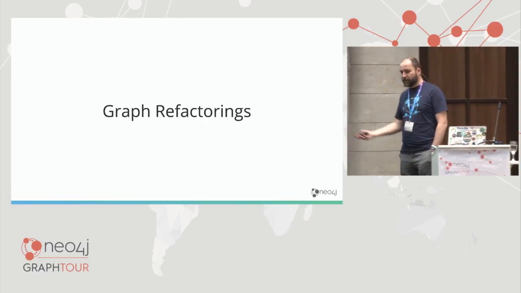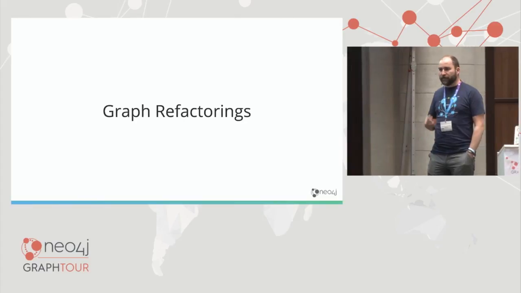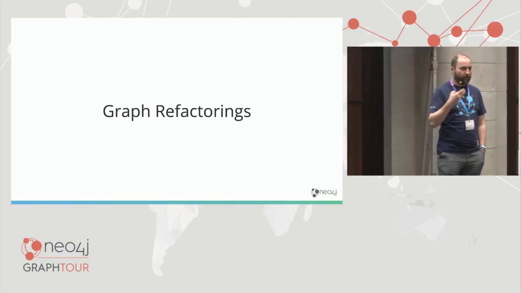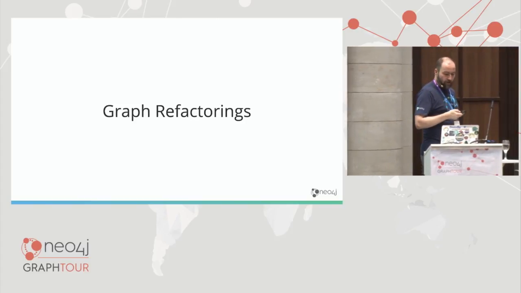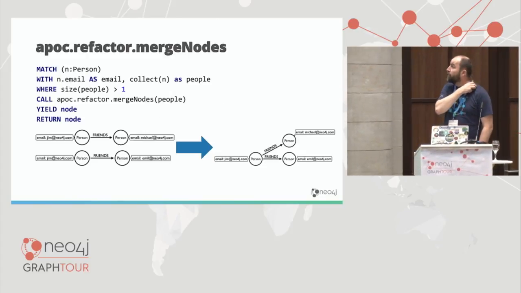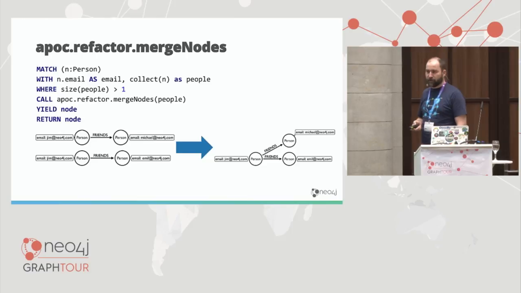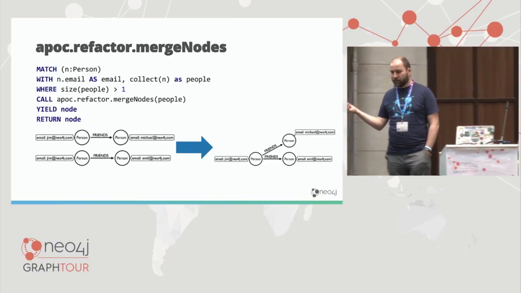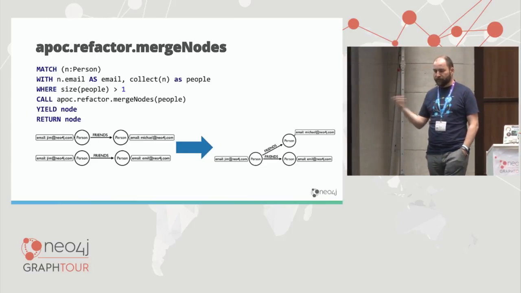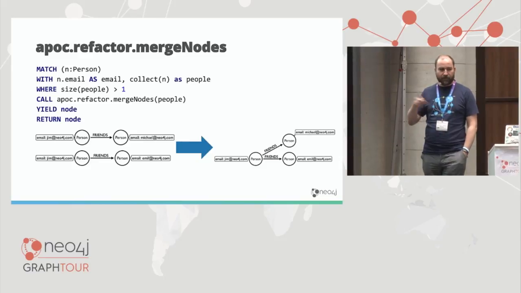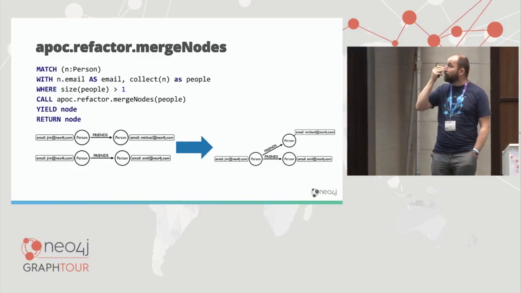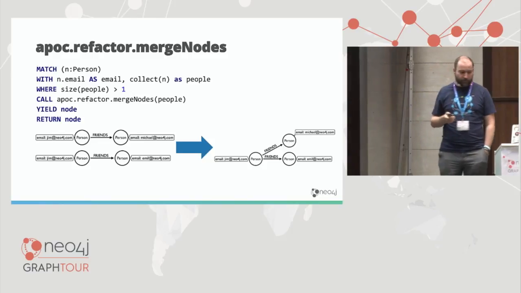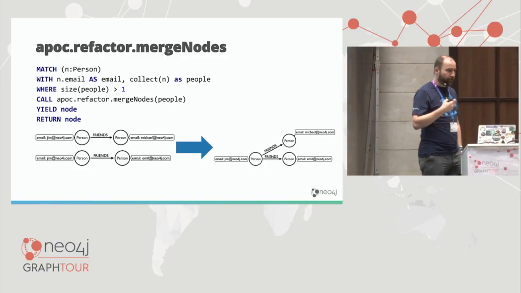Of course, graphs are not static, so we want to change and adapt our graphs to new requirements and new learnings that we have, so we can also refactor our graphs. We have procedures for that. One procedure is merge nodes, which is quite frequently used. Yesterday, I talked to someone from a newspaper who had duplicate nodes in their data, and they asked if there is something they can do. Yes, of course, we can use apoc.refactor.mergeNodes. And it works like that.